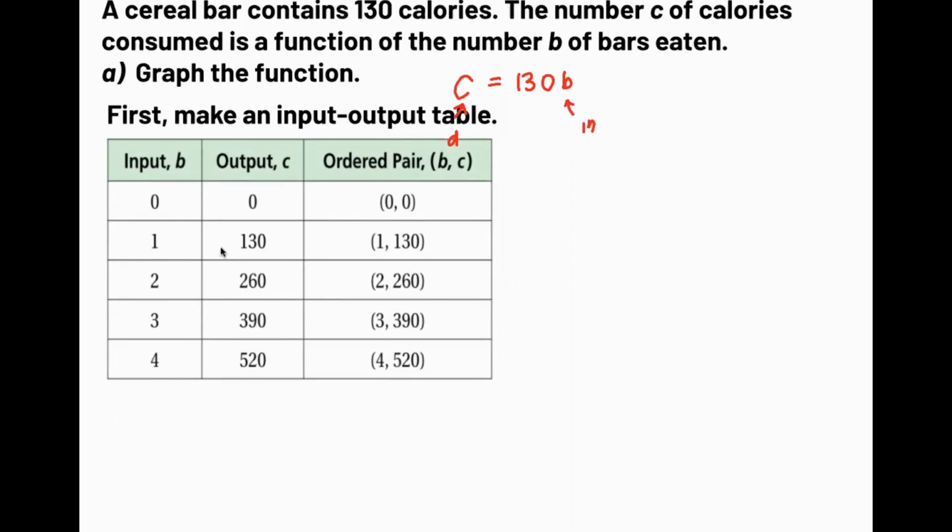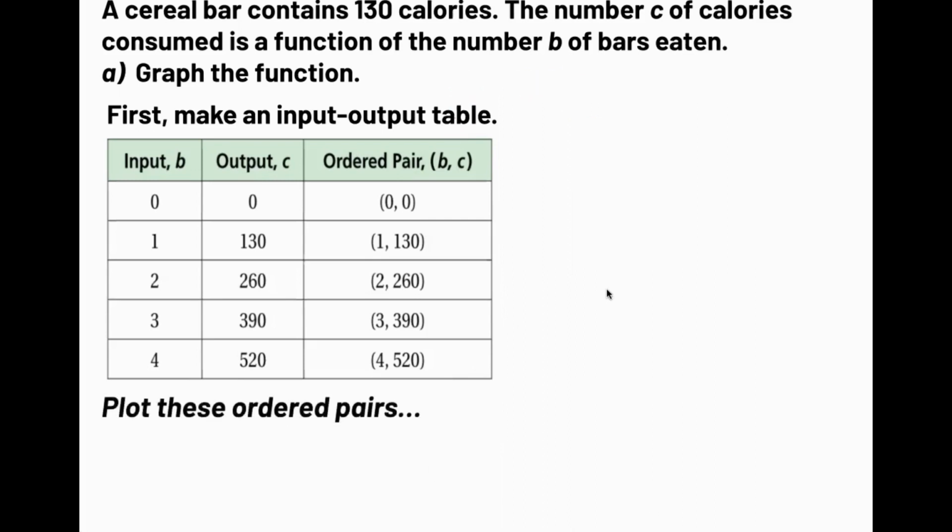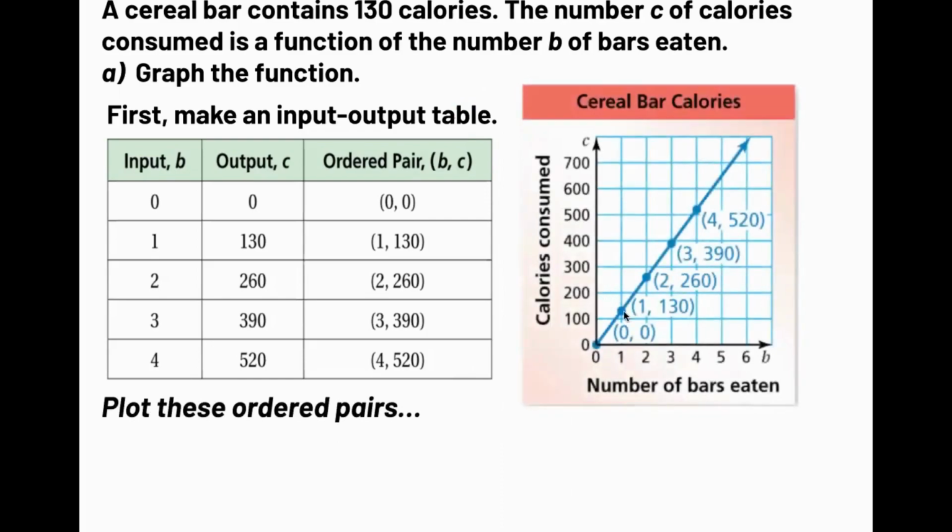If we input 1, you would get 130 times 1, and that would give you the ordered pair 1, 130. If you input 2, that would be 130 times 2, which is 260, and your ordered pair would be 2, 260. Input 3, and that would be 130 times 3, which would give you 3, 390. And lastly, if you input 4, that would be 130 times 4, and your ordered pair would be 4, 520. And now that you have a good number of ordered pairs to plot on your graph, you can go ahead and draw them on your coordinate plane.